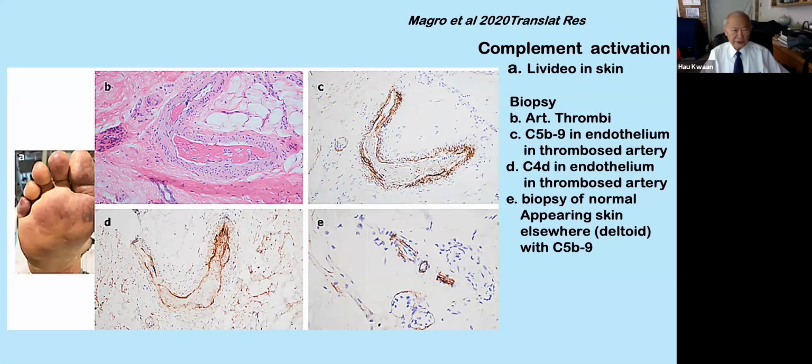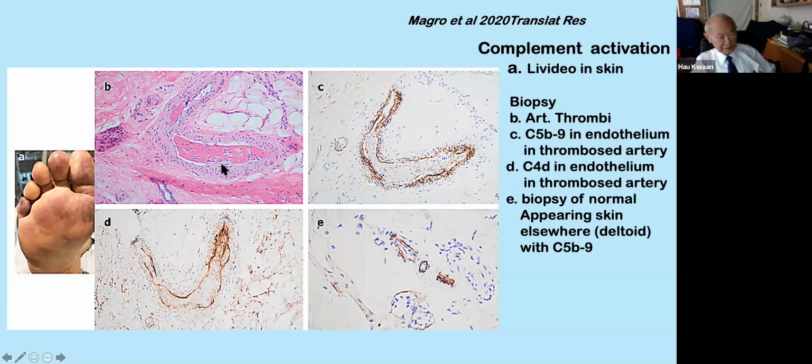Another nice picture showing a patient who had the right foot being cold with a mottled appearance. And so a biopsy was done. And on the upper left, the picture shows a thrombus in a small artery in that biopsy. The same specimen studied for C5b, immunoperoxidase positive of that vessel. And C4D is also positive. So you would say, oh yes, of course, because that artery is thrombosed.